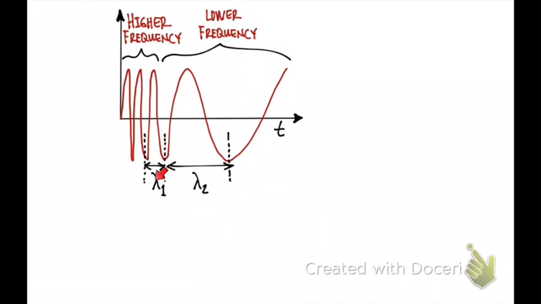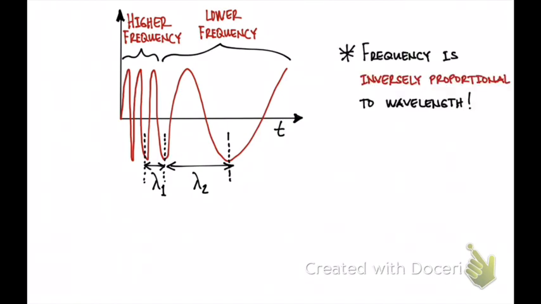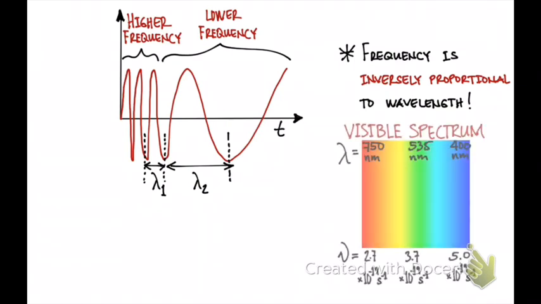The shorter the wavelength, the higher the frequency. So that's the relationship between frequency and wavelength. Frequency is inversely proportional to the wavelength. Okay? So again, what that means is that if one increases, the other one decreases, and vice versa.